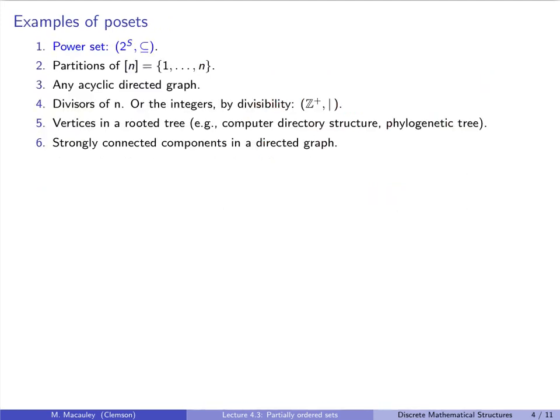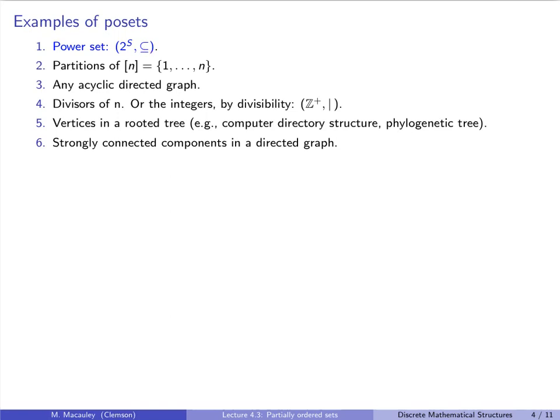I will now go through a number of examples. Some of these will be familiar from the lecture on binary relations, and others will be new. I will also try to incorporate some of the definitions on the previous slide into these examples. We'll start with the power set. So given a fixed set S, finite or infinite, we can look at the set of all subsets and define a poset by subset inclusion.